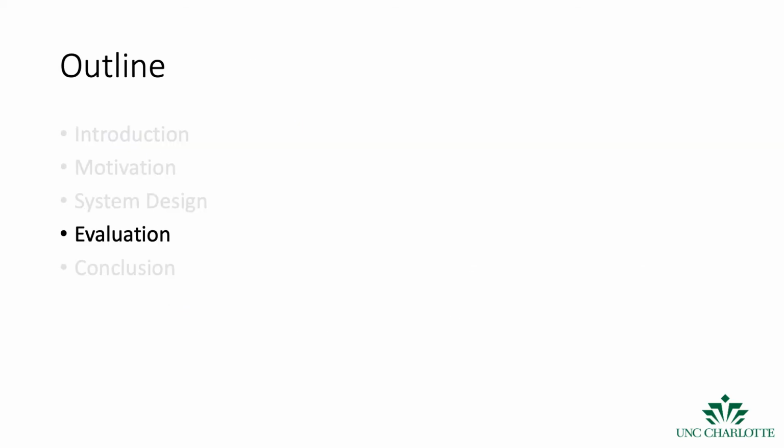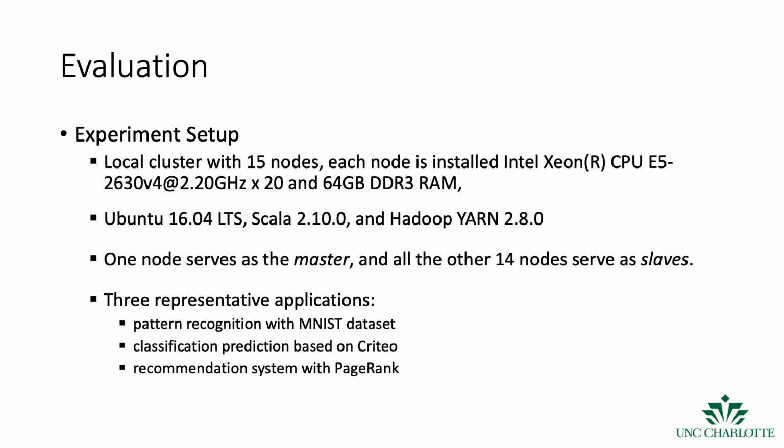So let's talk about the experimental results. Here is the experiment setup we use. We use our local cluster with 15 nodes, and we use Intel Xeon E5 processors. We have 64 gigabytes of DRAM. We are running Ubuntu, Scala, and Hadoop. We select 3 representative applications: MNIST, Criteo, and PageRank.